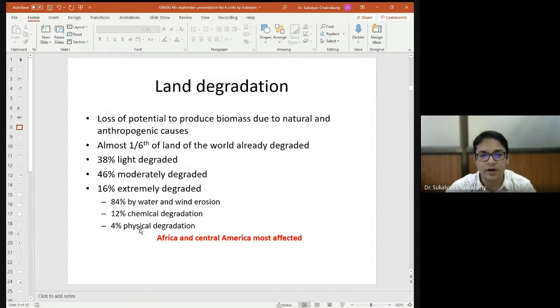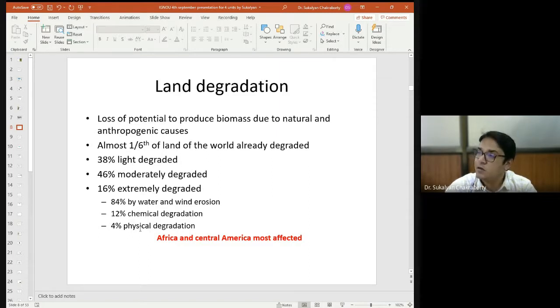It is leading to land degradation, loss of potential to produce biomass due to natural and anthropogenic causes. Almost 1/6 of the land of the world is already degraded. So that's a huge amount. 35%, out of which 38% is lightly degraded, 46% moderately degraded, and 16% is extremely degraded. What have been the causes? 84% by water and wind erosion.